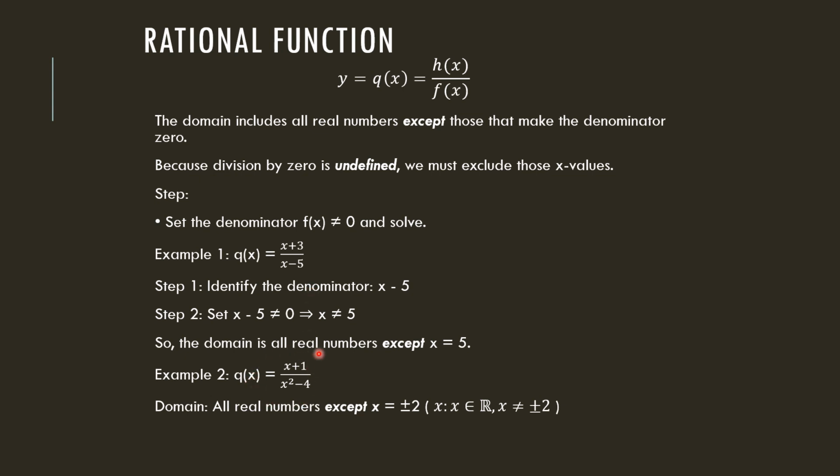Another example is example 2. The same scenario here. The input can be any real number with the exception of plus 2 or minus 2. Why? Because plus 2 will put the function into an error form, and minus 2 will also put the function into an error form.